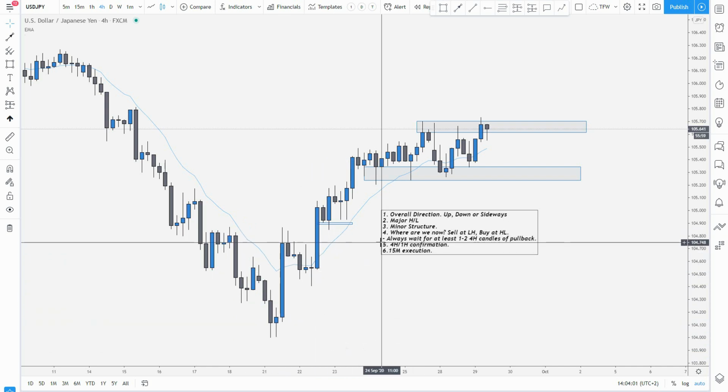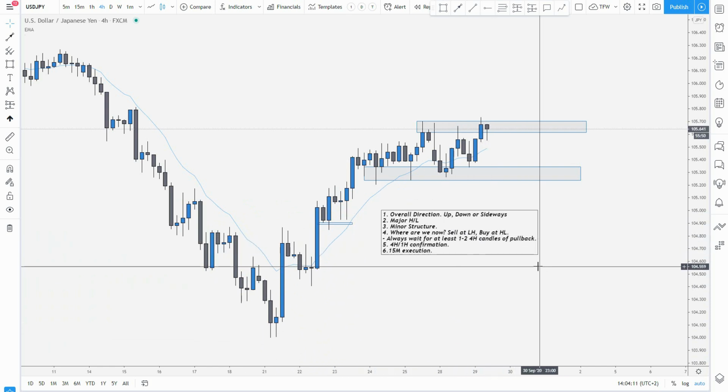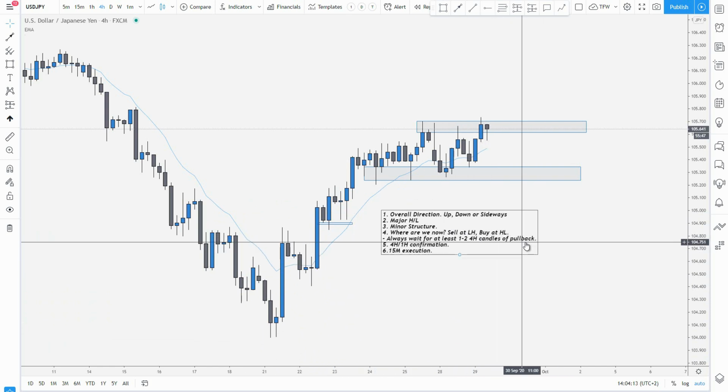And on the pullback, always wait for at least 1 to 2 4-hourly candles. Again, I repeat, it's not hourly, it's not 15-minute, it's 4-hourly candles of pullback. All right. 1 is good, 2 is even better.